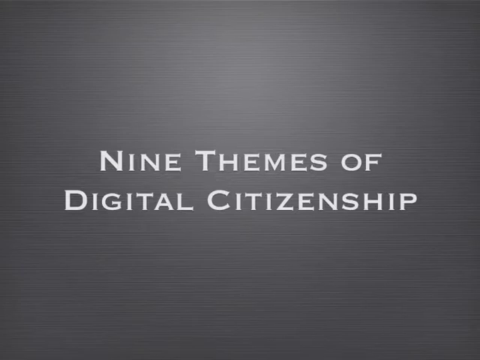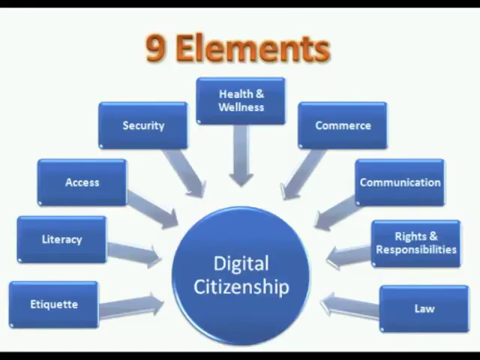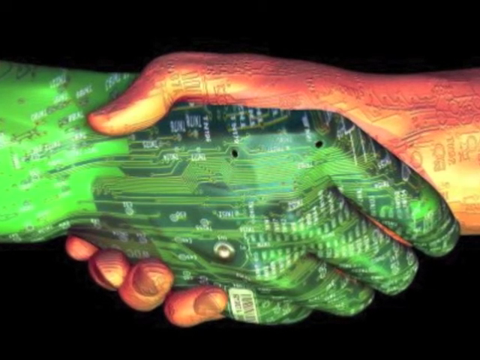Digital citizenship is made up of 9 themes or elements. They are digital etiquette, literacy, access, security, health and wellness, commerce, communication, rights and responsibilities, and law. This presentation will be covering each of these elements with the goal of teaching you how to be a good digital citizen.